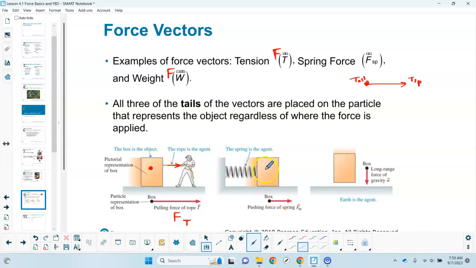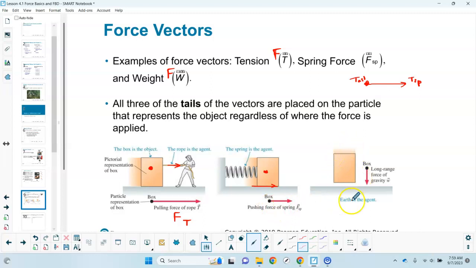Same thing here with the spring. So we have a different scenario. There's a spring pushing on this box. So the spring is the agent. That's the thing doing the pushing or pulling, and the box is the thing that's getting pushed. So we have an arrow going to the right again, because we're imagining the spring is compressed, and it's starting to push this box to the right. So we have our pushing force of the spring, or the spring force, going to the right.